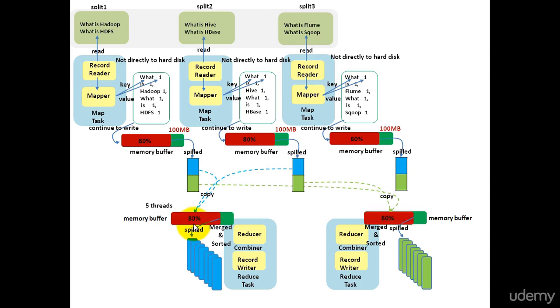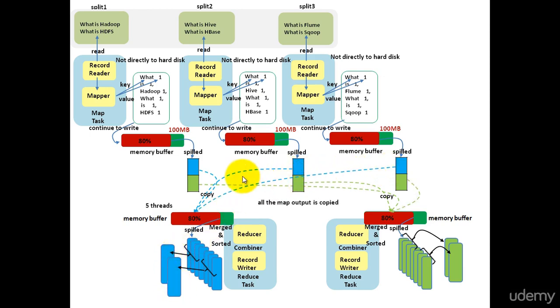As several spill files are created, a background thread in the reduce task merges the spill files into a larger sorted file. After all the map output is copied, the remaining spill files are merged together and passed to the reduce function.